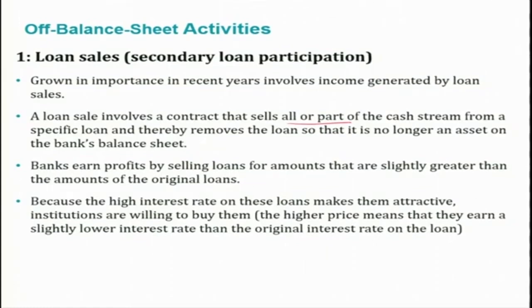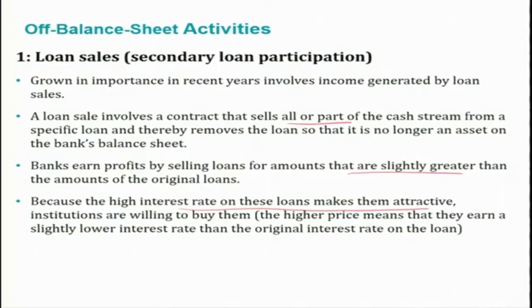Banks earn profits by selling loans for amounts that are slightly greater than the amounts of the original loans. The point here is that some of the banks are able to attract lots of loans. In order to optimize their activity, some of the loans they will sell off. By selling, they will be selling slightly above the amounts of the original loans. Those who buy them do so because the high interest rate on these loans makes them attractive, and some financial institutions are willing to buy them.